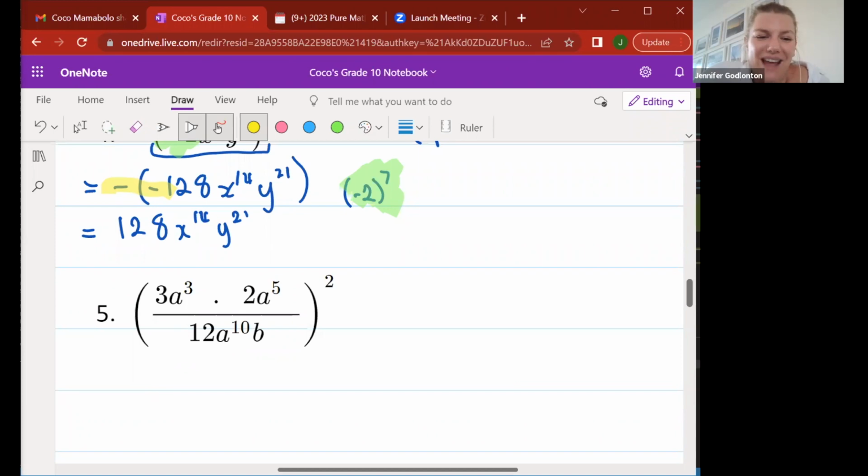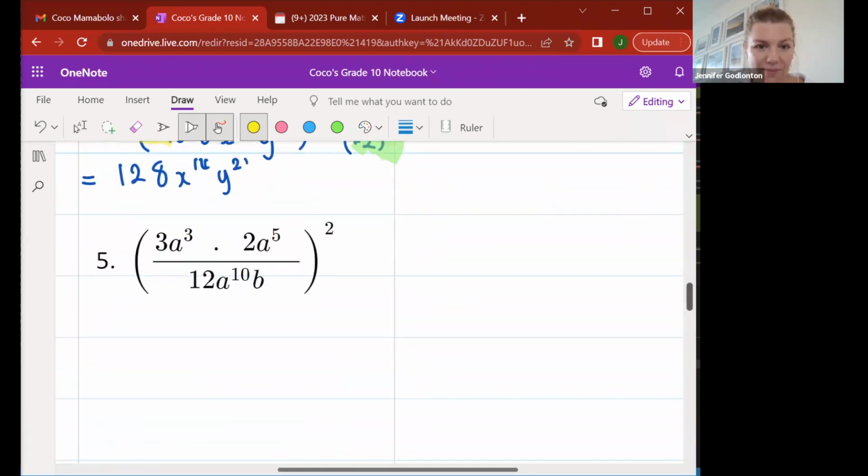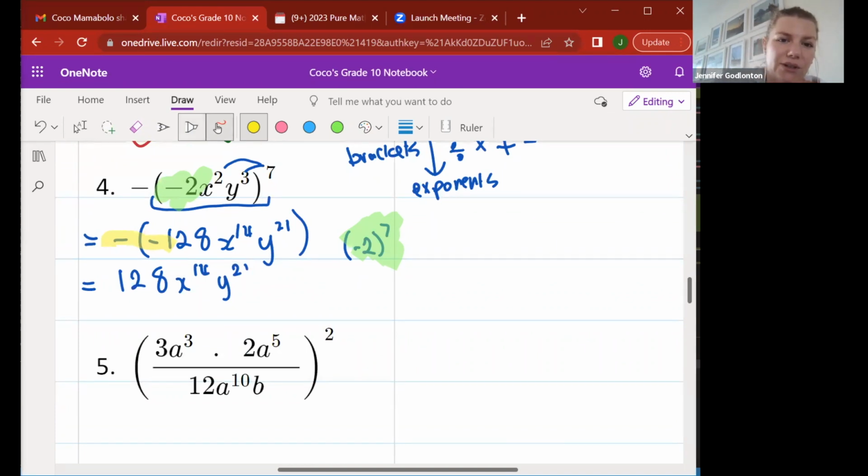Question 5 is when we have to start playing around with our numerator and our denominator, simplifying them in their own ways and then bringing together the power at the top. So I'm going to help you a little bit with this one, and then I'm going to let you do question 6 by yourself. For question 5, the first thing we want to do is have a look at our numerator and simplify it, and then look at our denominator. Once we have both of those, we can start looking at the power.